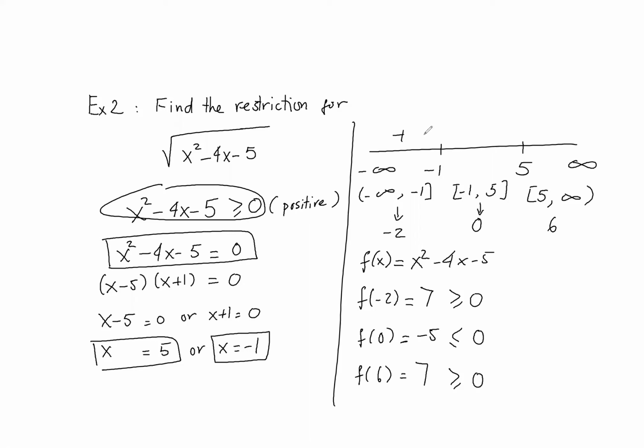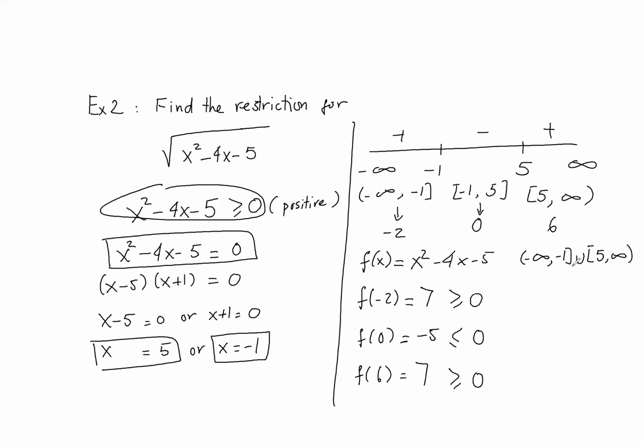With that being said, we want to choose the two intervals that are the solution for this inequality. And the answer would be negative infinity to negative 1 union positive 5 to positive infinity.